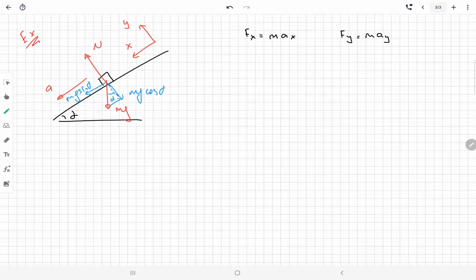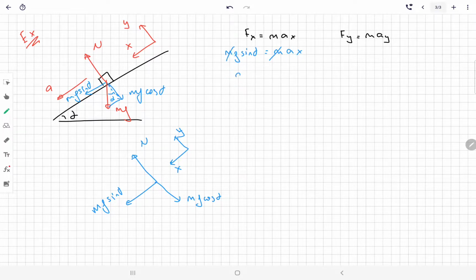So basically I can redraw these forces. In this direction we have a reaction force. In this direction we have mg sine alpha. Opposite to the reaction force we have mg cosine alpha. This is a free body diagram, x direction and y direction. So we have only one force in x direction, which is mg sine alpha, equal to max. So as you see, acceleration in x direction equals gravity times sine alpha.